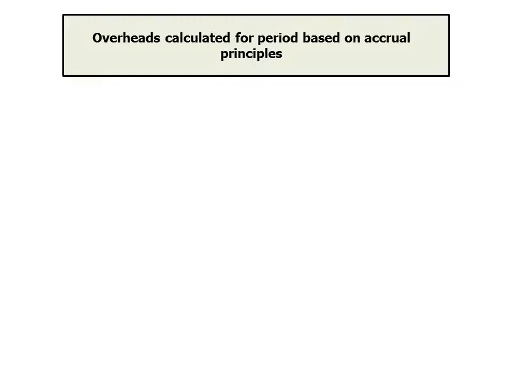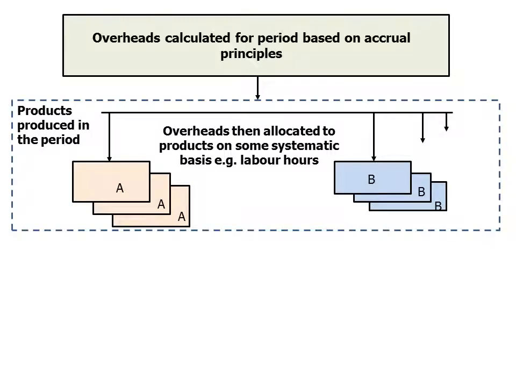And we can look at this graphically. So under full costing, the overhead costs of operating manufacturing, logistics and selling facilities are calculated on a time proportion basis, but then allocated on a product basis to work in progress and inventory, and only taken through the income statement when the finished goods are sold. So products produced in the period, overheads allocated to the products on some systematic basis, for example, labour hours, but in a capital intensive operation, it might be machine hours.